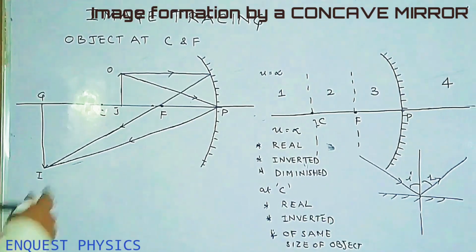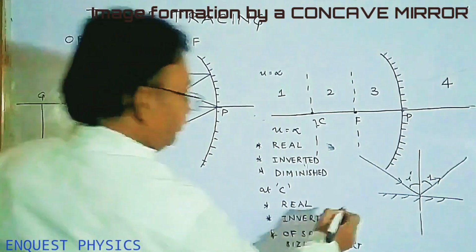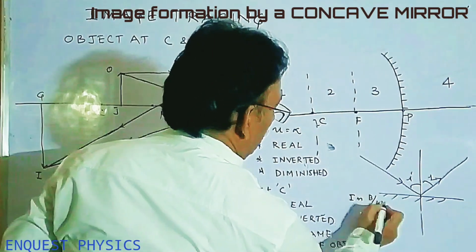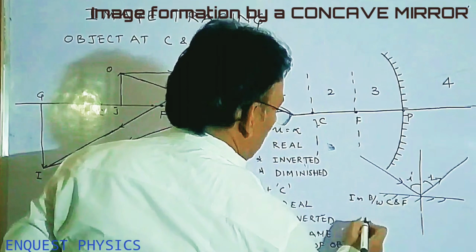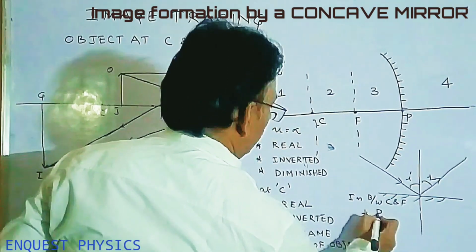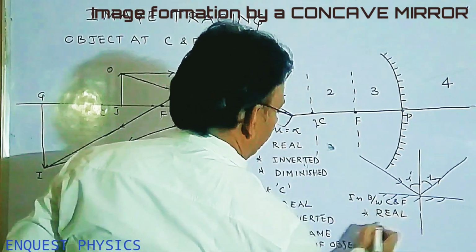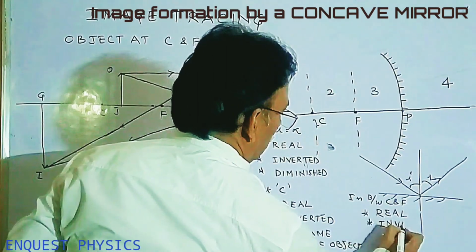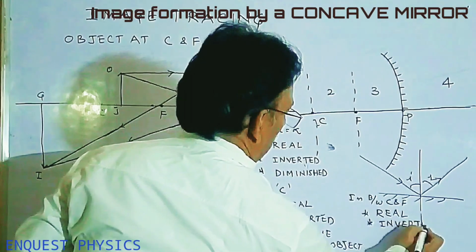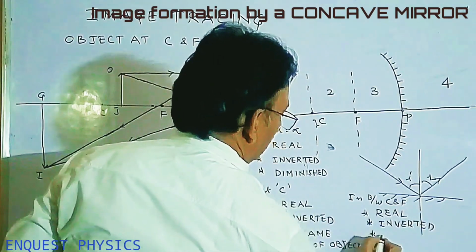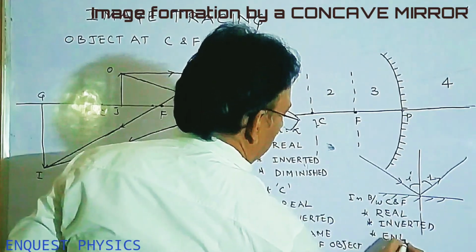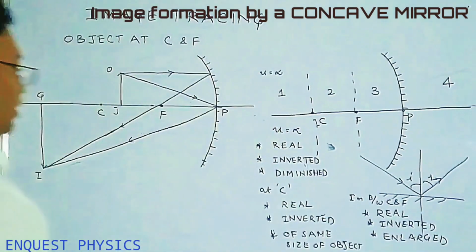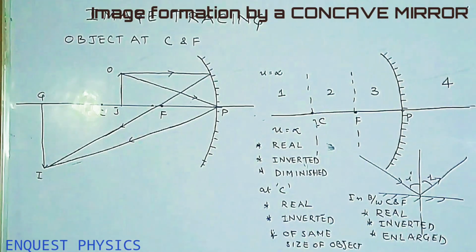Then we'll write the image characteristics in between C and F. Okay, the same routine I am doing. The image is real, inverted, and the third one, it is enlarged. Okay, the size of the image has been increased.